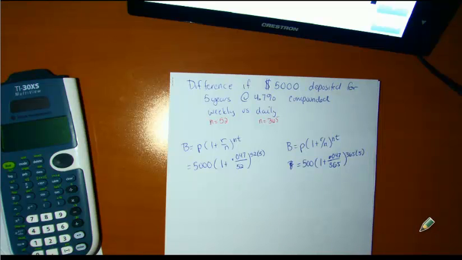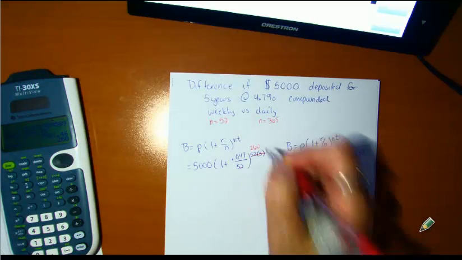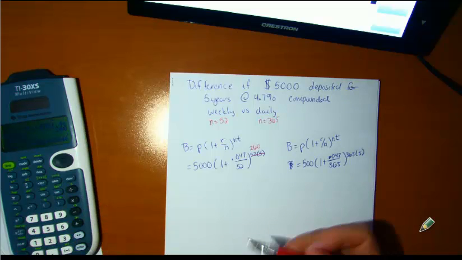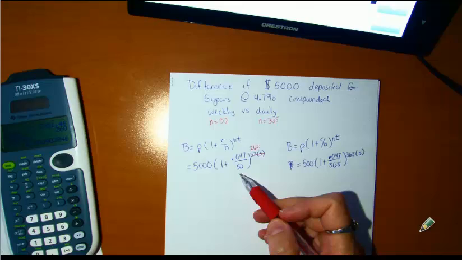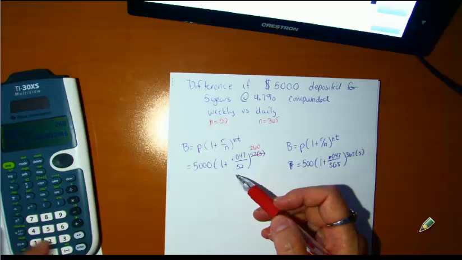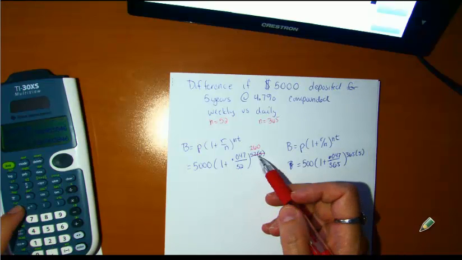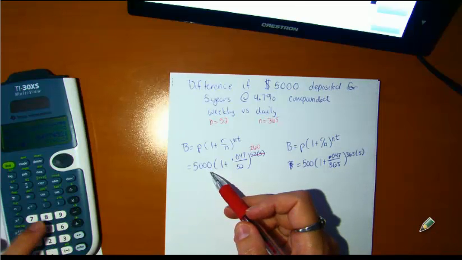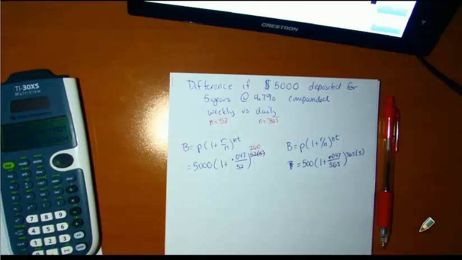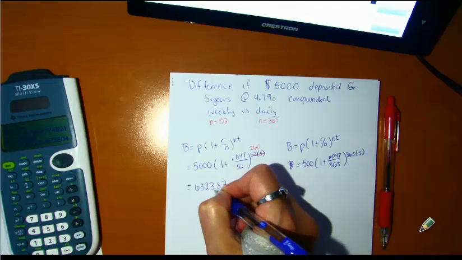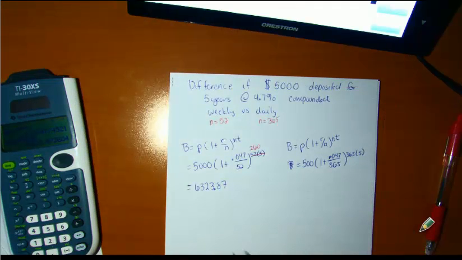Okay, so 52 times 5 is 260. 0.047 divided by 52 gives me this big old long decimal, 0.00090 whatever. So I add 1 to that. I raise it to the power of 260. And then I multiply it by 5,000. So that's what weekly compounding gets me.